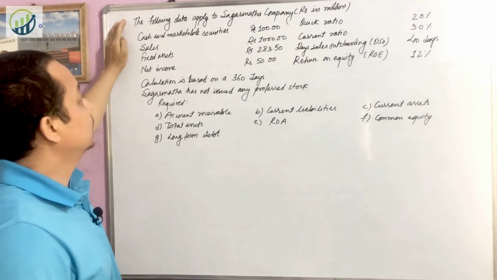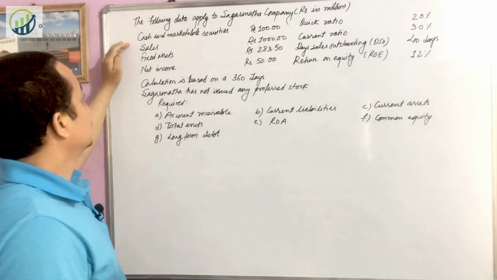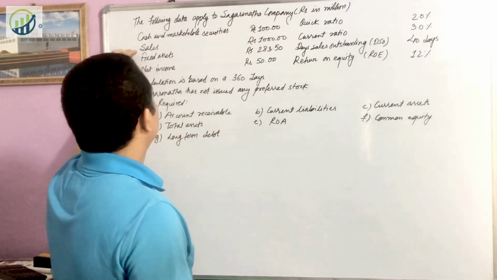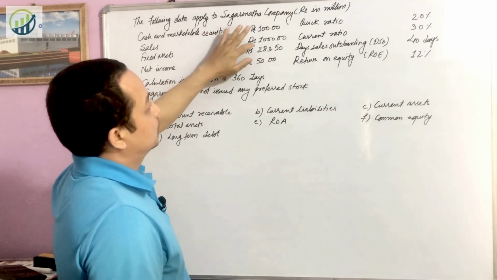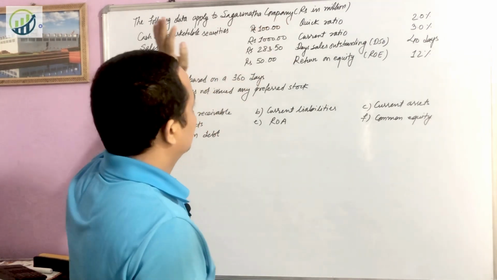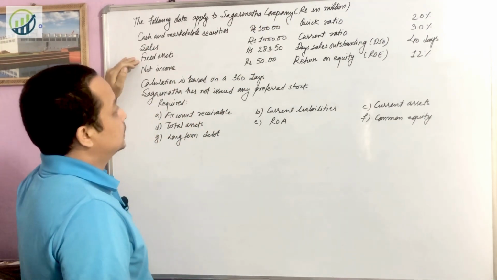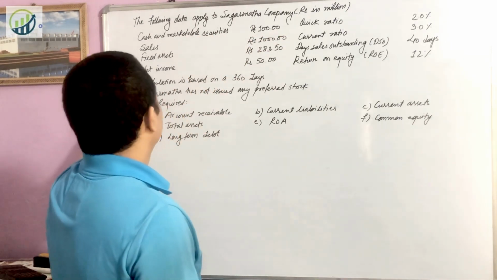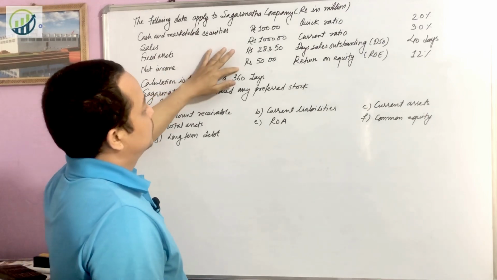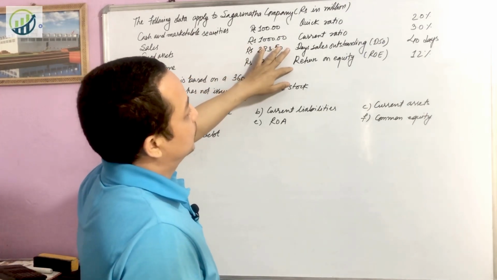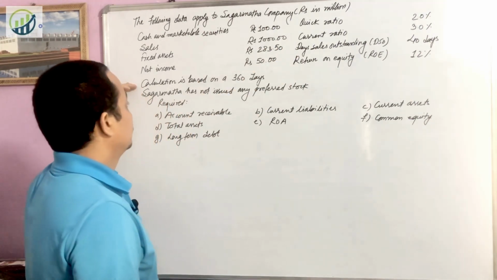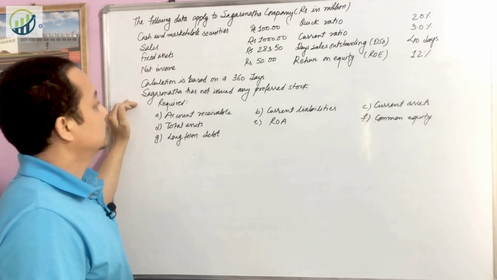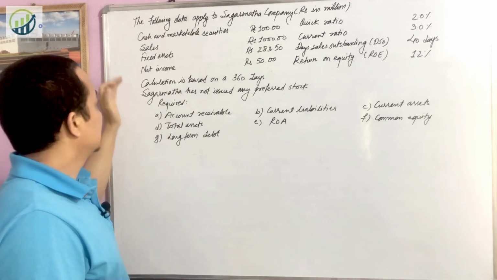The following data applies to Sagarmatha company, rupees in million: cash and marketable securities rupees 100, quick ratio 2, sales rupees 1000, current ratio 3.0, fixed assets rupees 283.50, days sales outstanding 40 days, net income rupees 50, return on equity 12%. The calculation is based on 360 days. Sagarmatha has not issued any preferred stock. So this is the information given here.